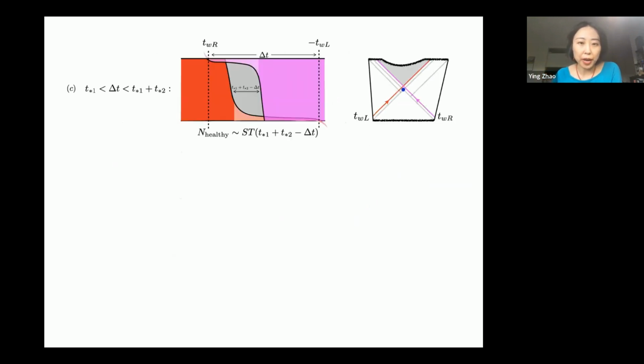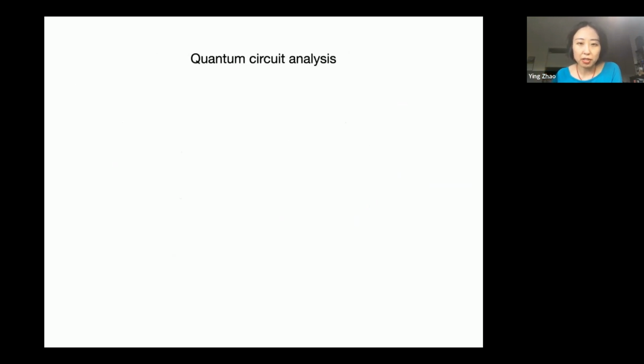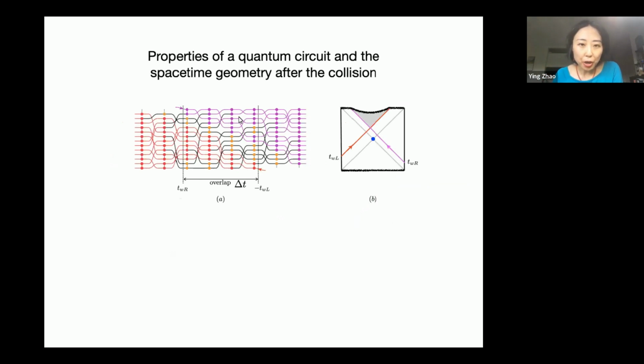So let me go back to a picture of a quantum circuit. Let's say you have a picture like this. You can count the number of orange dots in this overlap region, just through a naive epidemic model. There is a better calculation using some 6-point functions, but without going into those details, you can just do some circuit analysis.